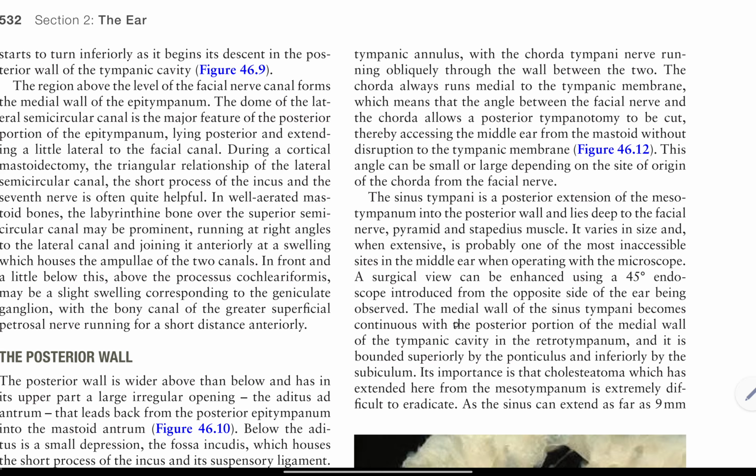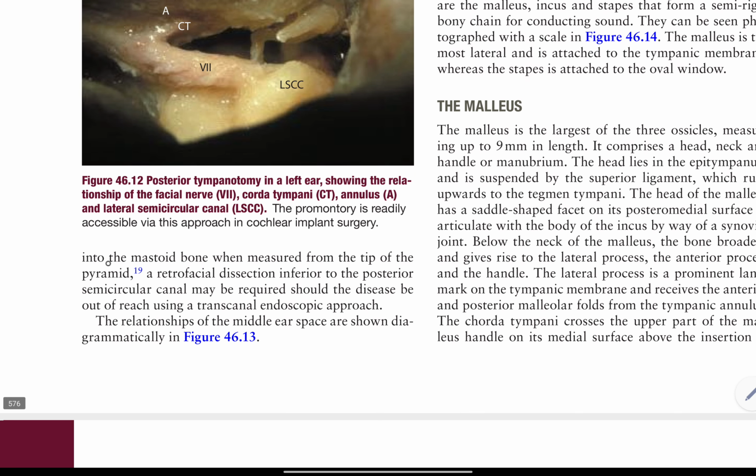The medial wall of the sinus tympani becomes continuous with the posterior portion of the medial wall of the tympanic cavity in the retrotympanum, and it is bounded superiorly by the ponticulus and inferiorly by the subiculum. Its importance is that cholesteatoma, which has extended here from the mesotympanum, is extremely difficult to eradicate, as the sinus can extend as far as 9 millimeters into the mastoid bone when measured from the tip of the pyramid.